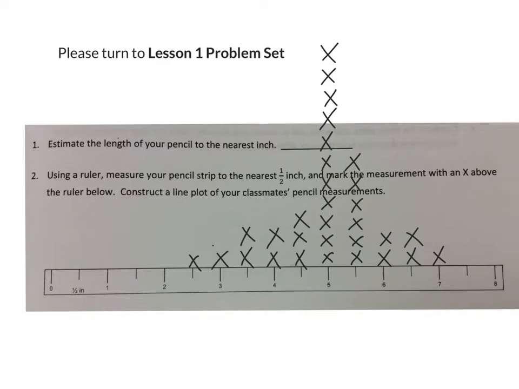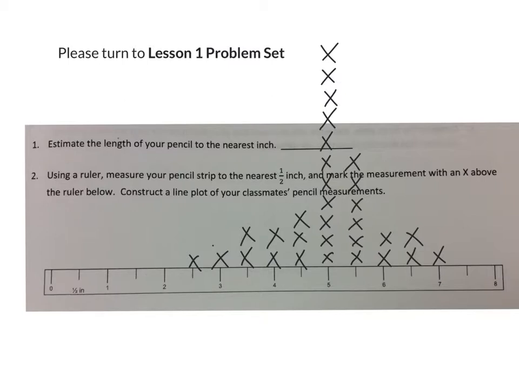A line plot is a graph where you have a number line at the bottom, okay? One number line. And then your data gets stacked on top of that line. In this case, the number line is a ruler. This is different than a 2-coordinate graph, because 2-coordinate graphs have an x-axis and a y-axis. Line plots only have one number line at the bottom, and then all the data gets stacked on top.